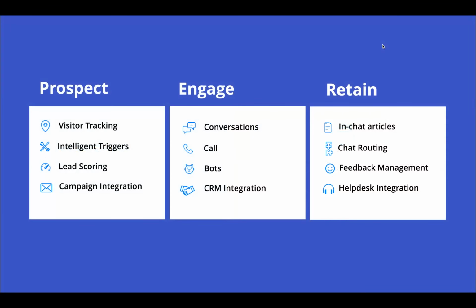So in SalesIQ for your prospects, you have features like visitor tracking, and intelligent triggers to proactively send out chat invites and do so much more. And then you have lead scoring, using which you can identify potential customers, and you also have campaign integration. And to keep these prospects engaged, you have chat conversations, which is our live chat, and you have audio calls, which is a very recent addition. And you have chatbots, which will be our point of focus today, and CRM integration.